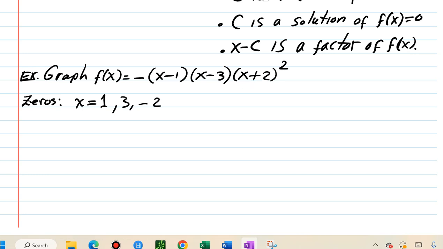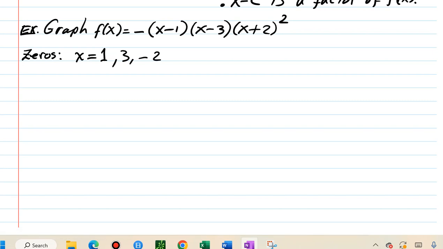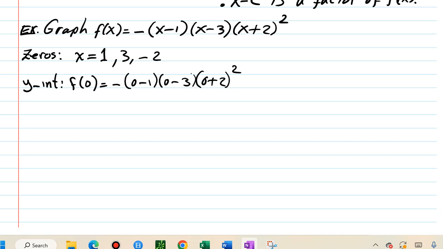Those are the zeros, and the zeros are the x-intercepts, right? So I can actually plot these points on the x-axis in a moment. The y-intercept is easy. That's f(0). So for the y-intercept, I get negative (0 minus 1)(0 minus 3)(0 plus 2) squared. That's going to be negative of negative 1, negative 3, and 4. So that makes it negative 12. All right, that's the y-intercept.